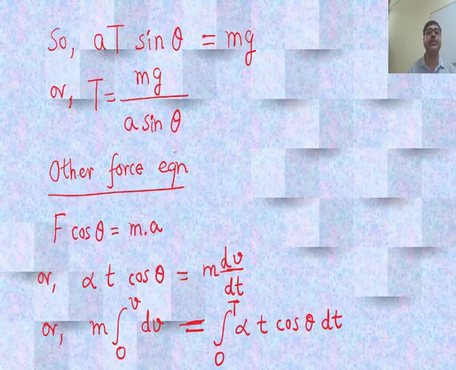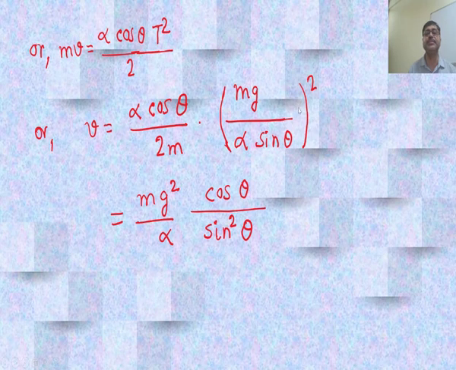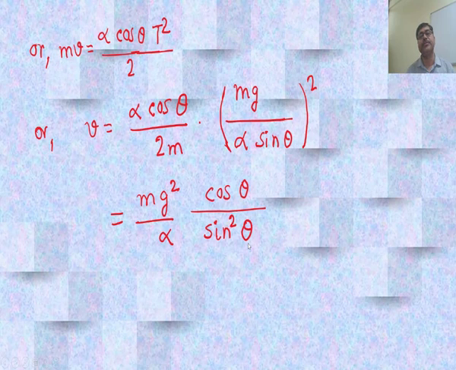Check it out. Capital T was mg by sin theta. So in this case, I have written this expression squared, and then it gives rise to mg squared by alpha cos theta by sin squared theta. Just check one important thing: if theta is equal to pi by 2, then v will become proportional to cos pi by 2, and v is equal to 0. So if the force is applied at theta equal to pi by 2, the mass will not move at all. It will not have a final velocity which is non-zero.